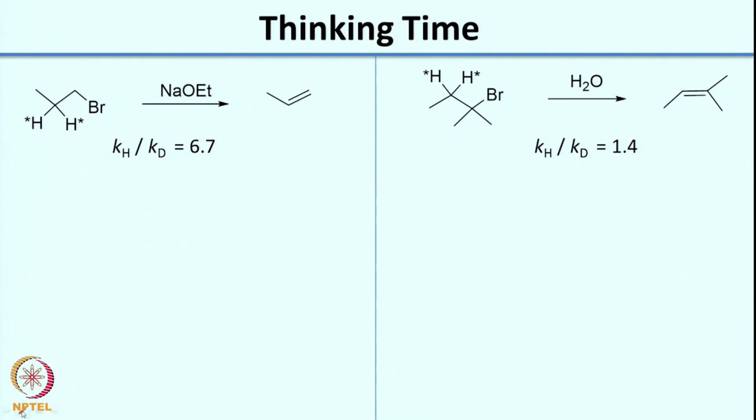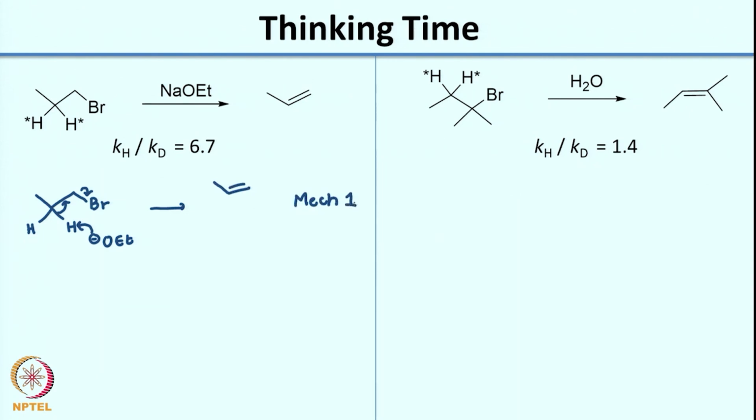So in one reaction, one mechanism I can write could be where I have a reaction with a base. So your base is your ethoxide, and then once your base abstracts this proton, it gives you the product. So this is mechanism 1.